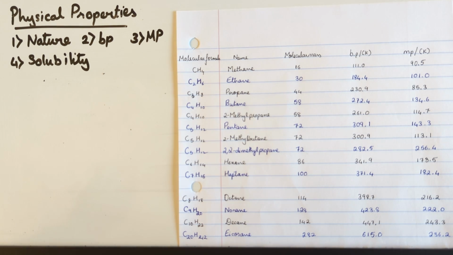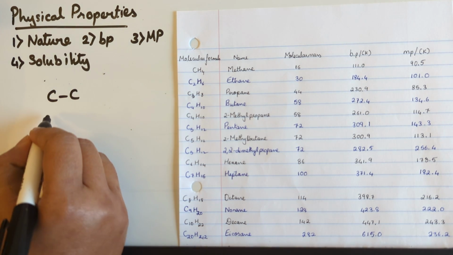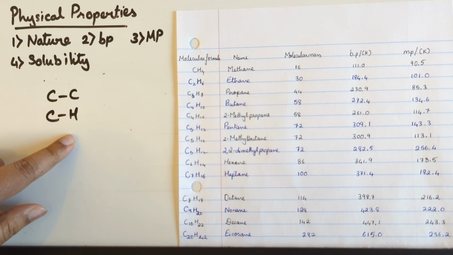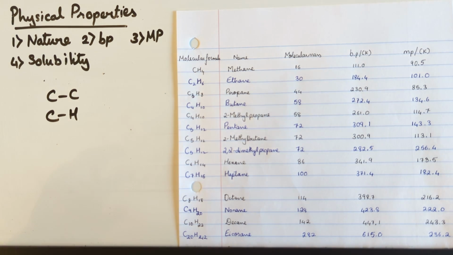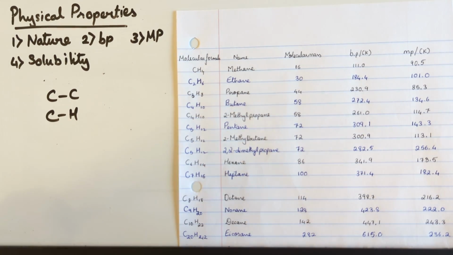Alkanes consist of C-C and C-H bonds. The electronegativity of carbon is 2.55, whereas the electronegativity of a hydrogen atom is 2.2. So their electronegativities are quite close. This means neither of them wants to pull the electron towards itself.